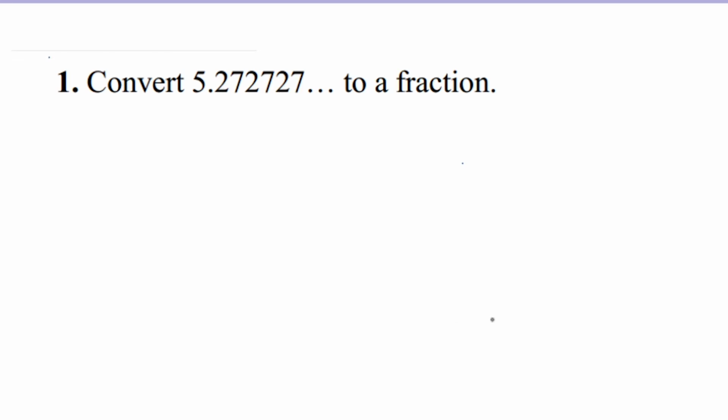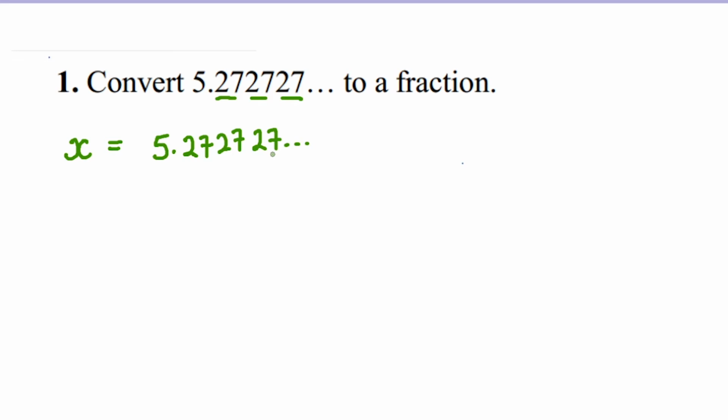Now, we are being asked here to convert this to a fraction. From here, you can see that this is what we call a recurring decimal, and the numbers that are recurring are 5.272727. So what we do here, we shall say let x be equal to 5.272727 and so on. Those are the numbers that are recurring.